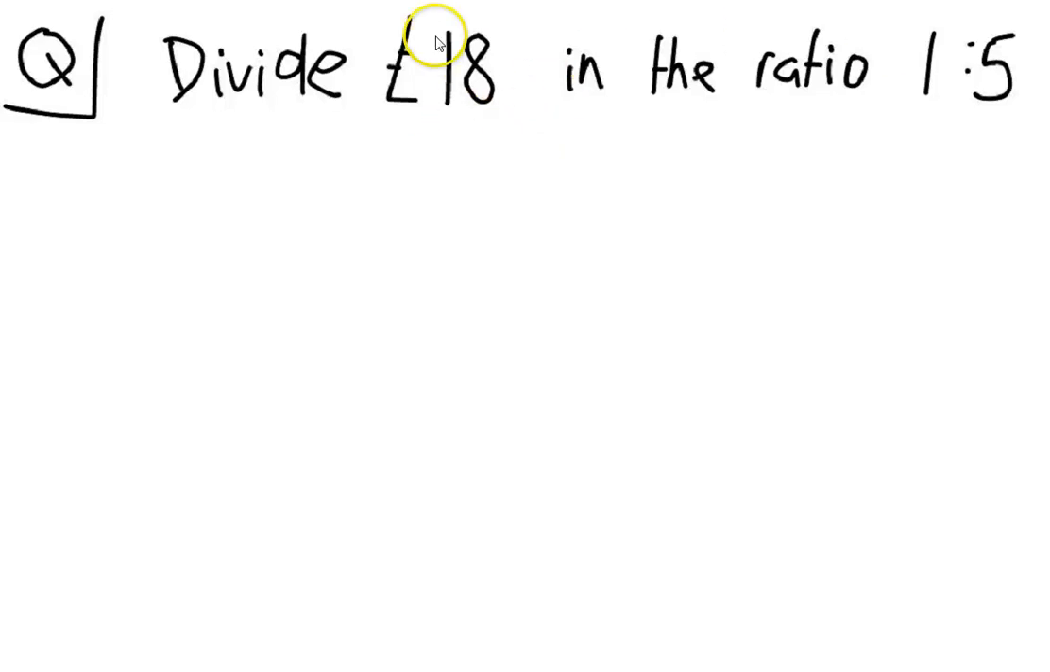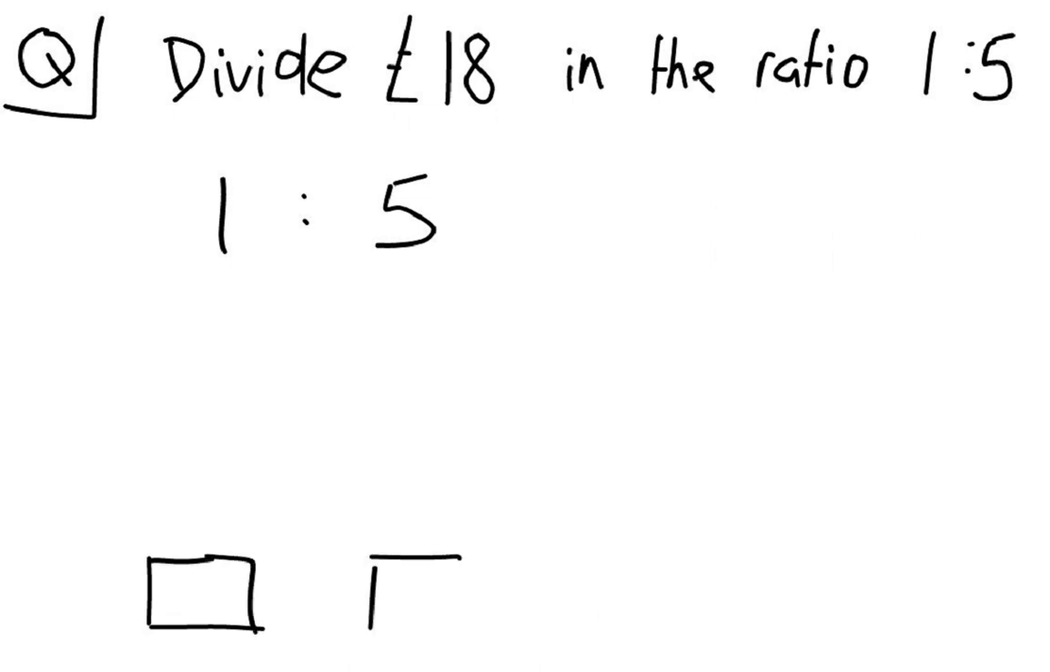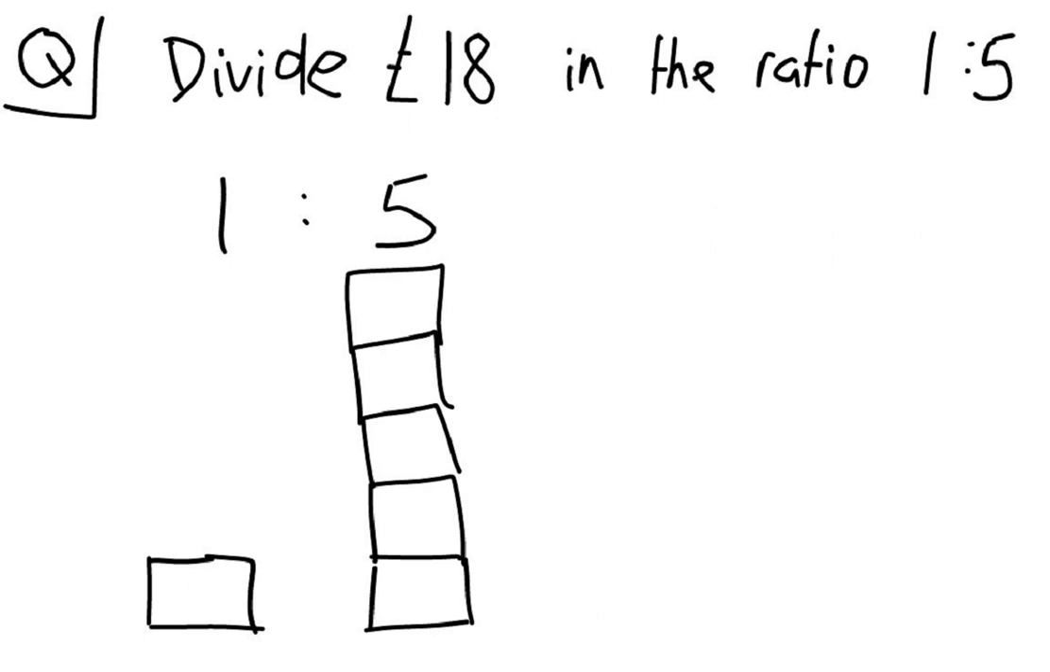I'll very quickly run through the answer now. We've got £18 here, and we want to split that in the ratio 1 to 5. So what I'm going to do is I'm going to write, as I did before, 1 to 5 out under here, and then I'm going to do that many boxes under each one of approximately the same size. 1, 2, 3, 4, 5. Okay? And now what I want to do is I want to divide this amount by the number of boxes. So there are 6 boxes in total.